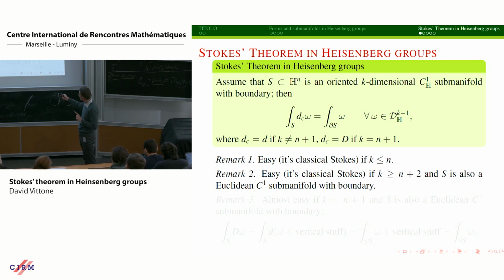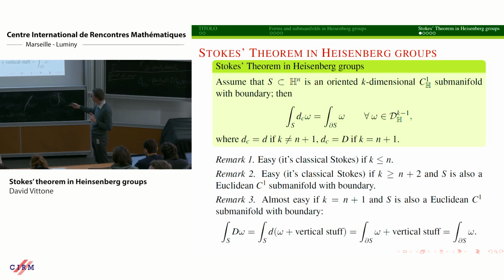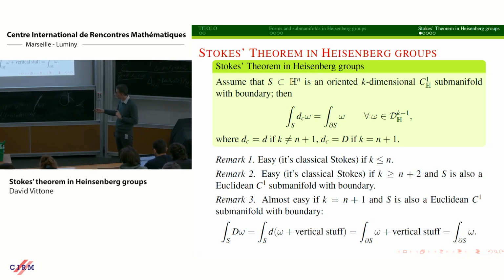Why do we need k greater than n plus 2? The point is that we have to avoid the case k equal to n plus 1. Why? Because this is the case where Rumin's differential is not the standard exterior derivative. It's rather those complicated second order operator, capital D. So in this case, I would say that Heisenberg Stokes is almost easy if you ask S to have further regularity, Euclidean C1 regularity again. Why?